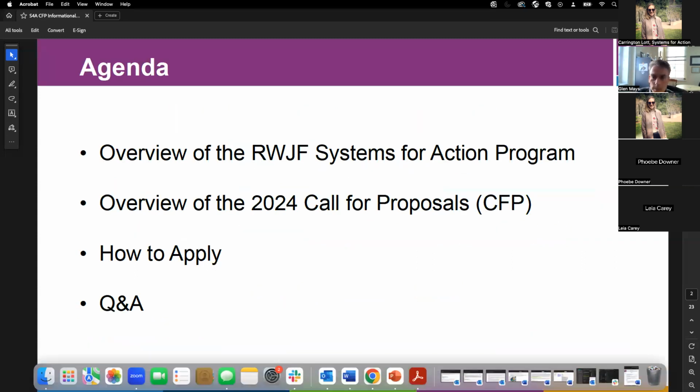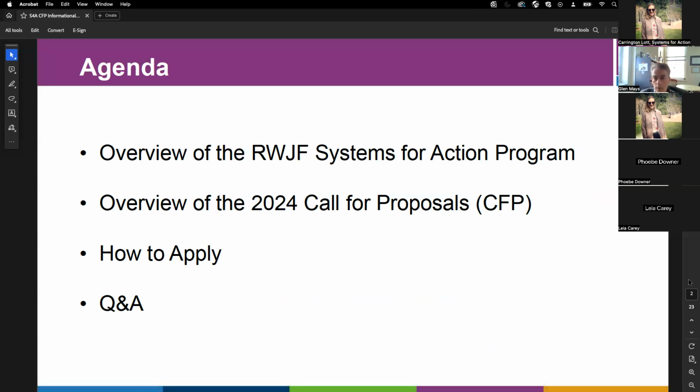So our agenda for today, I'll be talking through an overview of the Systems for Action Research Program, and then moving into specifically details of the 2024 call for proposals. We'll talk about the focus of the research. We'll talk about some special topics of interest and some characteristics of proposals that make proposals likely to be successful under this call. And then we'll talk through some of the details about how to apply in the application process for this call, which is a little bit different from the process we've used in previous years.